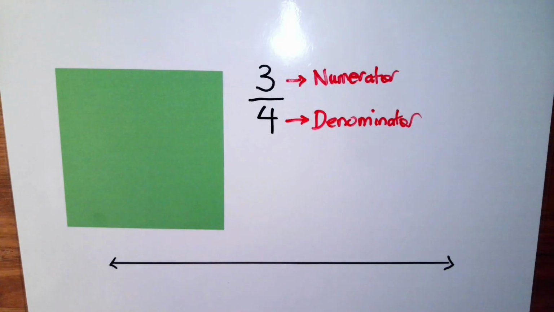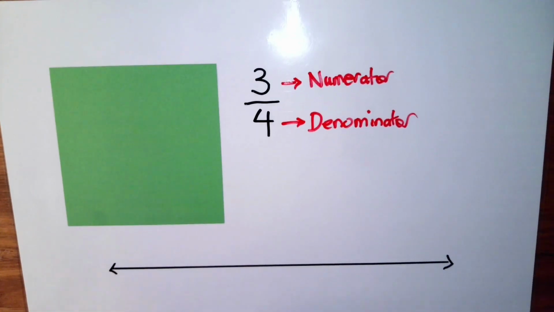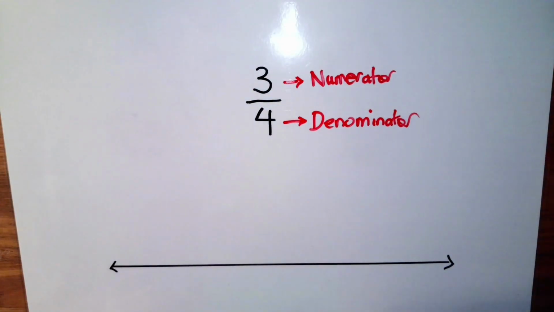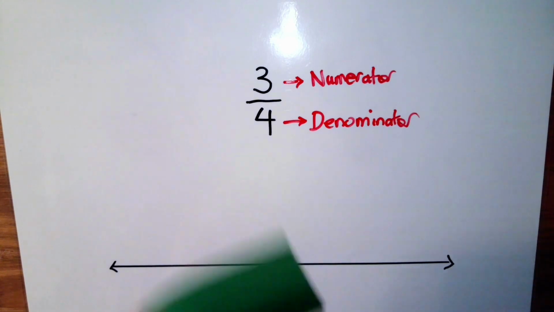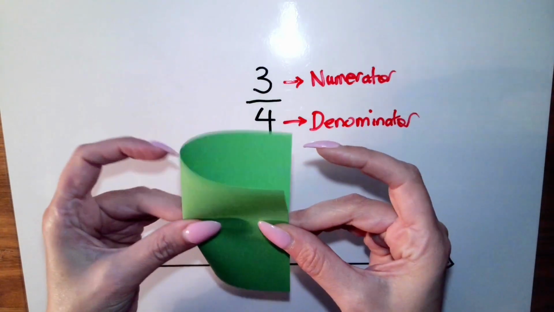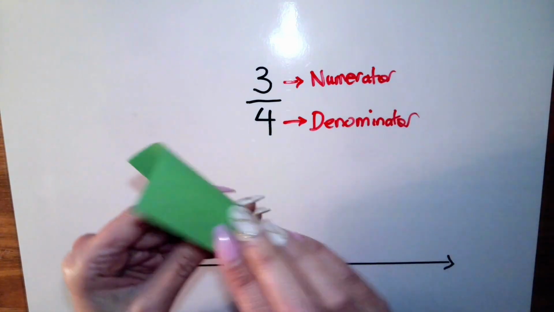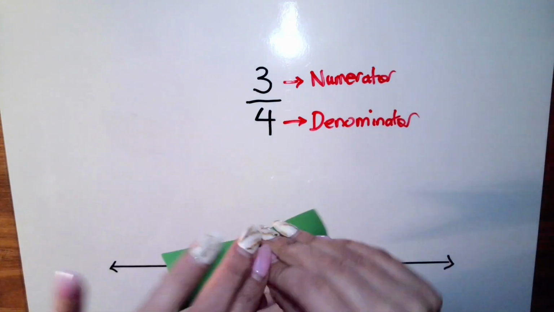Students need practice at labeling these two parts. So when I first give students that introduction to fractions, I talk about, here is my whole, and I want to work out 3/4 of my whole. So if I partitioned my whole into quarters and I take 3 of those quarters, what would that look like?